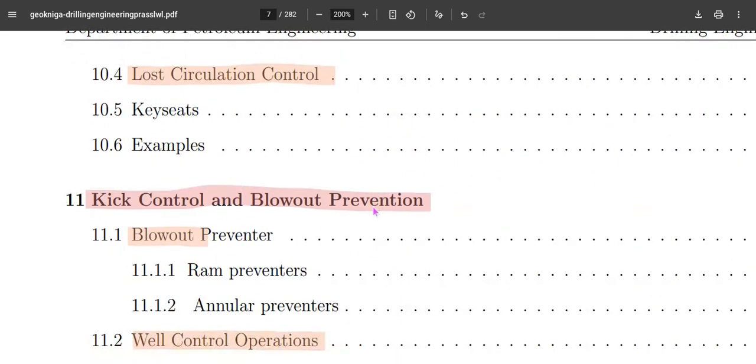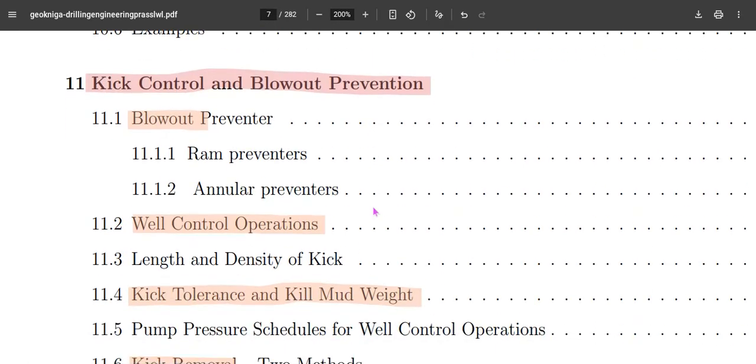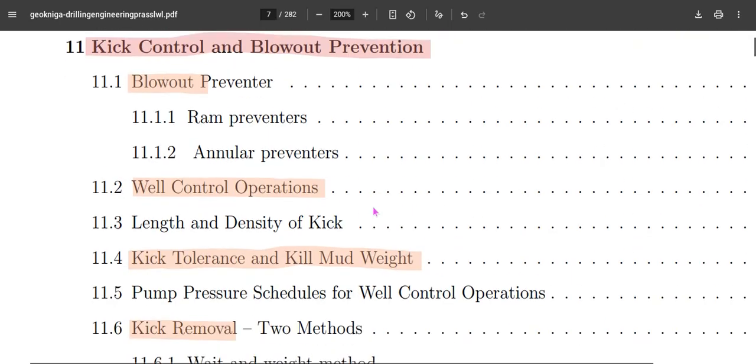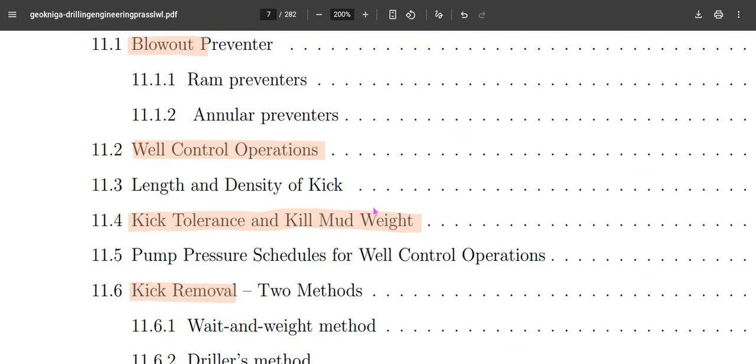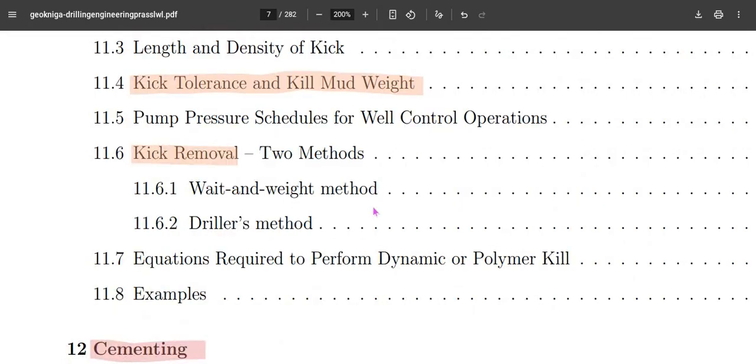Similarly, chapter 11 is also about drilling problems, and the two main drilling problems are blowout and kick. So, what are the ways to minimize the kick or remove the kicks, and what are the ways to use blowout preventers? So these are not very in depth, but they give you an overall idea for beginner drilling engineers.